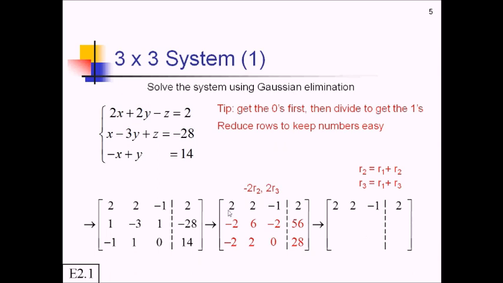So doing that, this will become 0, 8, negative 1 and negative 2 gives me negative 3, 2 and 56 is 58. Down here, I've got a 0, 2 and 2 is 4, negative 1 and 0 is negative 1, and then 2 and 28 is 30. So I've got some zeros. I'm going to focus on getting zeros up here and down here next.